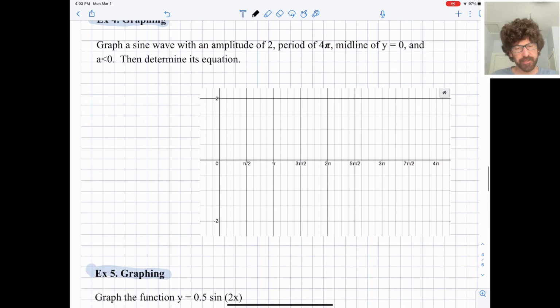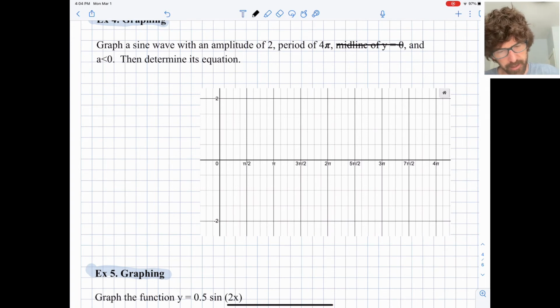So we'll graph a sine wave with an amplitude of 2, a period of 4 pi, a midline of y equals 0, and we want a to be less than 0 as well. This is hard for me to tackle all at once, so I'm going to take a piece at a time. The fact that the midline is y equals 0 means that we haven't dealt with any vertical shifting as well, so I'm actually going to cross that off. That doesn't really apply to us at this point. It's a standard parent function type midline. Okay, we have an amplitude of 2.